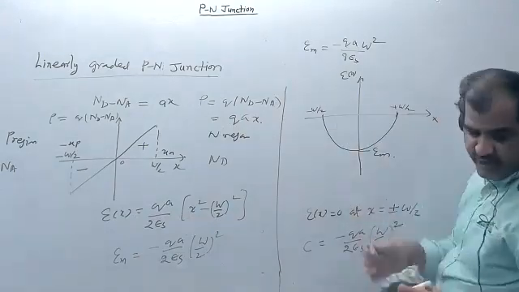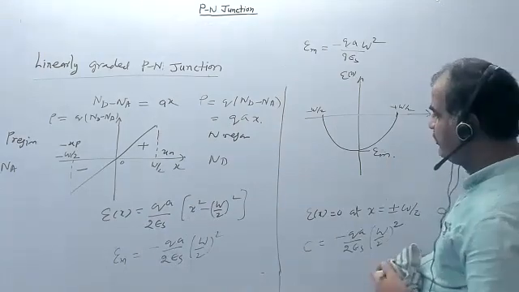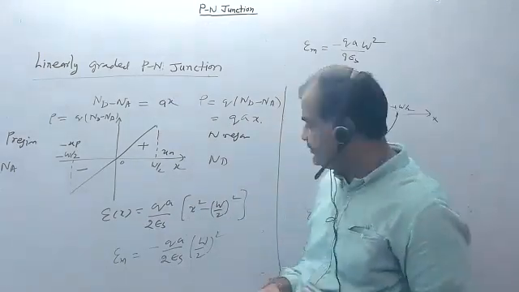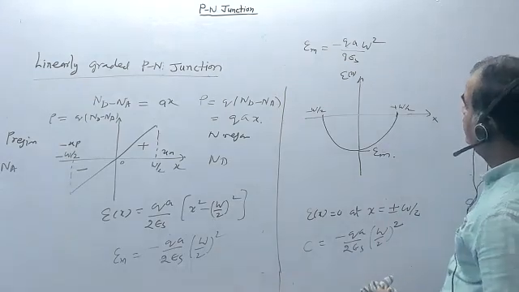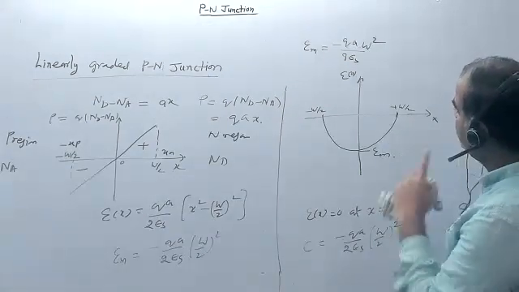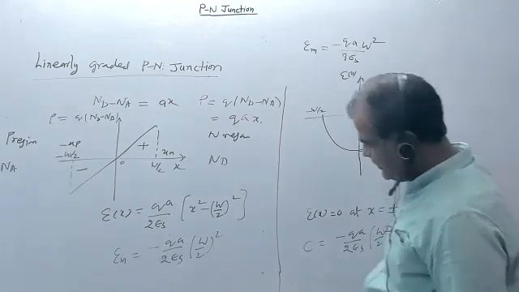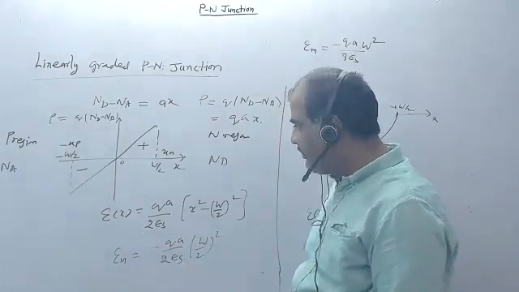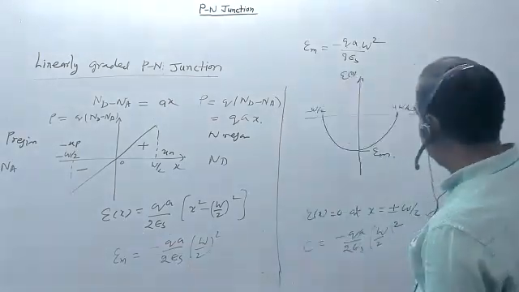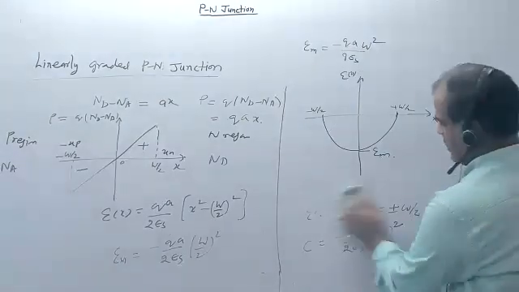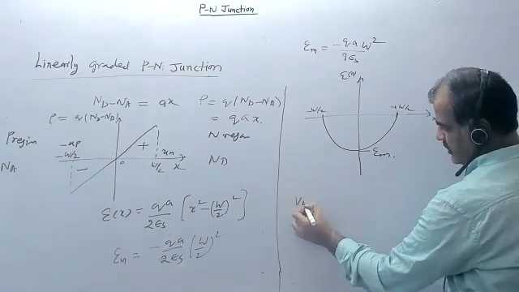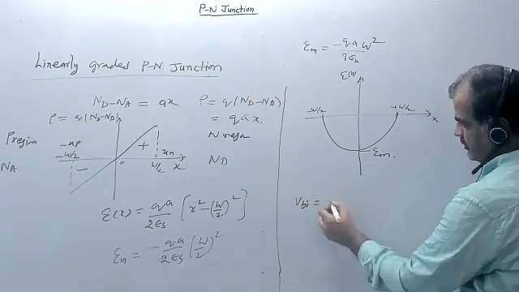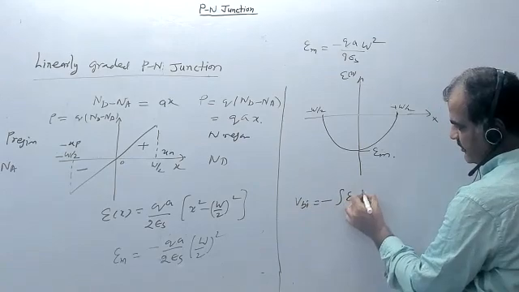Or you can differentiate and find the condition of maxima, then you find x equals 0. Now I know this function E(x). I want VBI. So how do we calculate VBI? E equals minus dV by dx, so the same function.